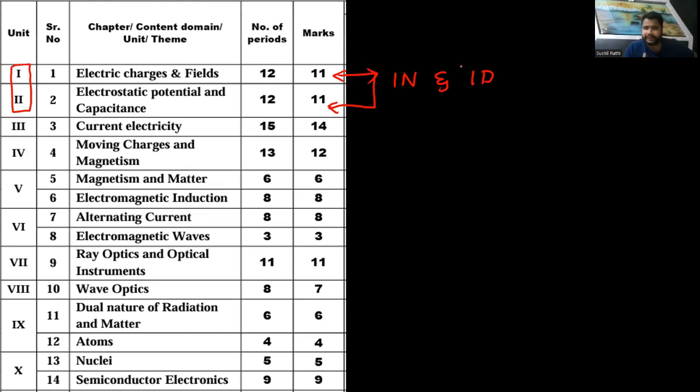If you ask me, I would suggest that they may ask the numerical this year from electric charges, because a lot of concepts from potential have been removed. So there may be a chance that electric charges and fields might come for the numerical. And if that comes, we are very lucky, because there are only 2 or 3 derivations in the potential chapter for 5 marks, whereas in charges there are again 5 derivations. That is the dipole on the axial line, on the equatorial line, and the applications of Gauss law.